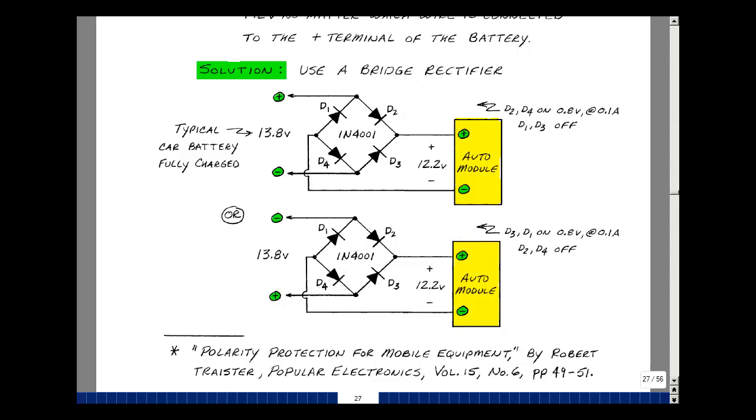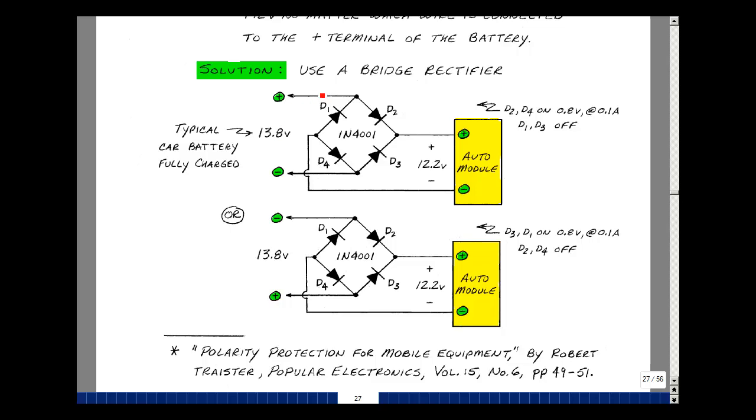Let's construct a bridge rectifier using 1N4001 diodes, where in supplemental problem 2.5 we showed from the data sheet that the drop across the diode was about 0.8 volts at about 100 milliamps. Let's hook up our automotive module where I put the plus sign here and the minus sign here. This is sort of how we hooked up our capacitor and resistive load. A fully charged battery is around 13.8 volts. If we hook this up, what's going to happen?